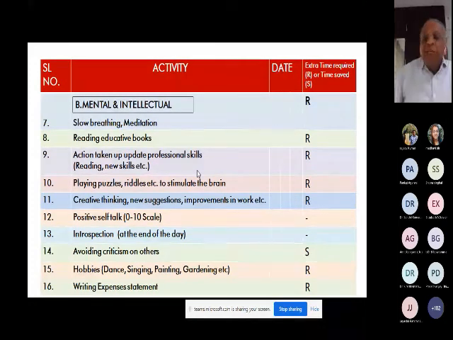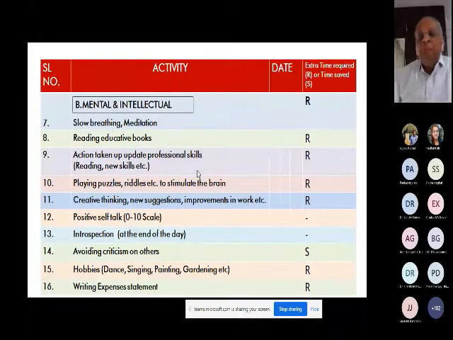Introspection at the end of the day, before you go to bed and sleep, just have a flashback of whatever we did during that day. Whom did we help? Whom did we hurt? What did I do wrong? Where did I gossip? What value addition have I done for others? Avoid criticism of others. Develop some hobbies. So these all come under the mental and intellectual.